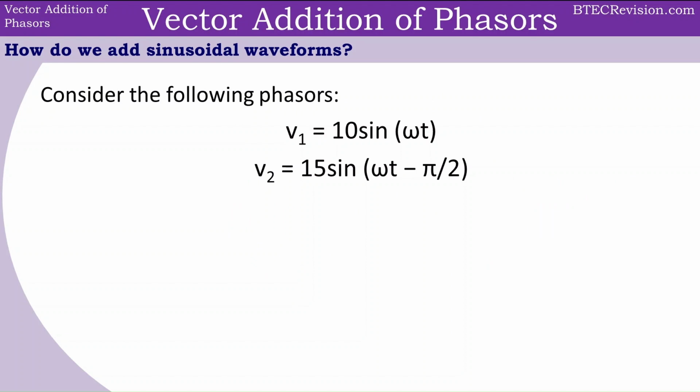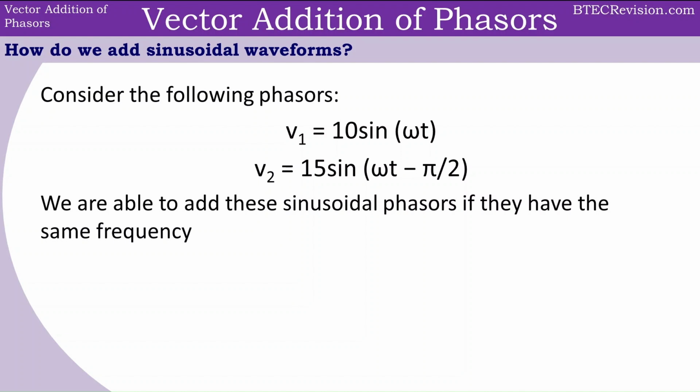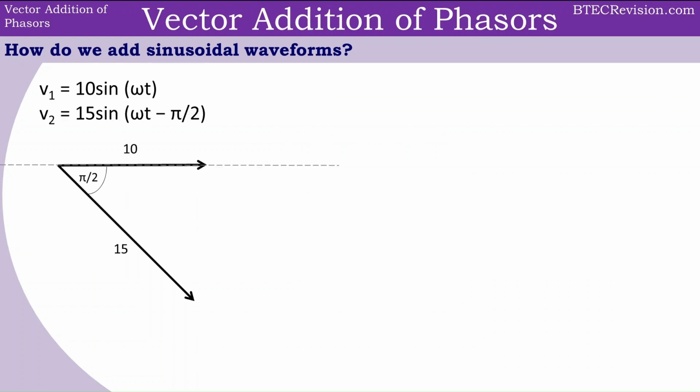Now consider the following phasors. V1 equals 10 sin omega t, and V2 equals 15 sin(omega t minus pi over 2). We are able to add these sinusoidal phasors if they have the same frequency, and in this case they do. Let's look at the graphical representation of these phasors.